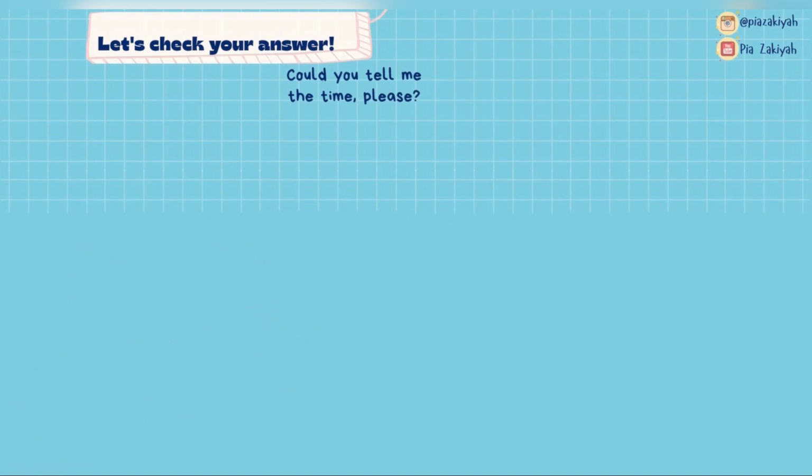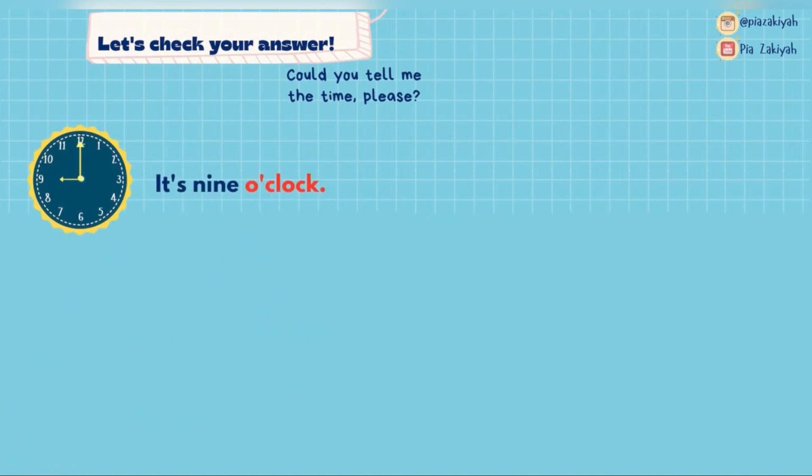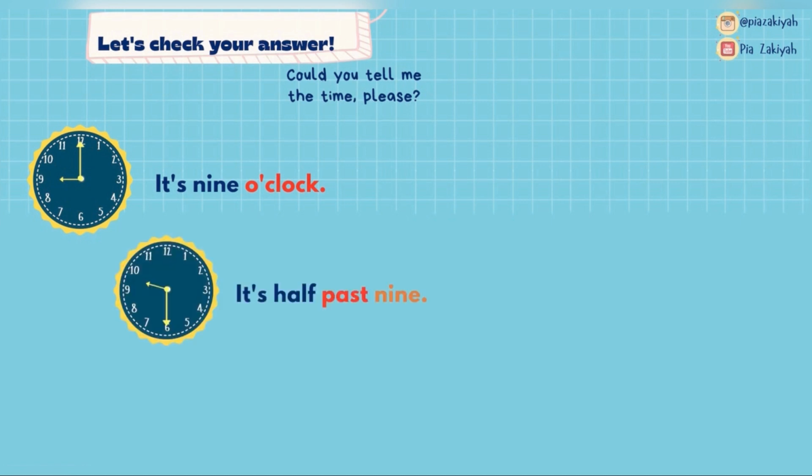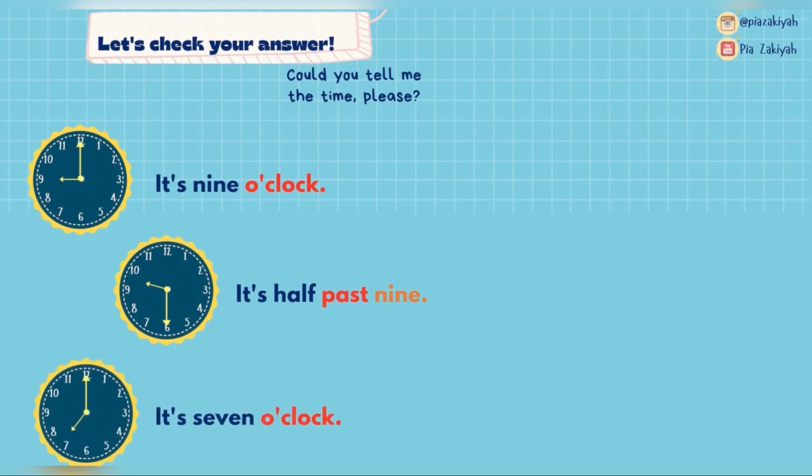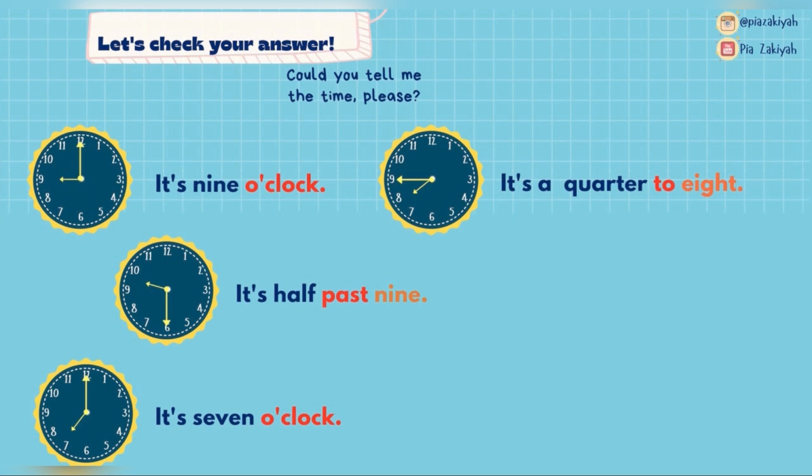Let's check your answer. Could you tell me the time, please? No, look at the first clock. Could you tell me the time, please? It is 9 o'clock. Good job! What about the next clock? It's half past 9. And the third one? It's 7 o'clock. What about the next one? It's a quarter to 8.